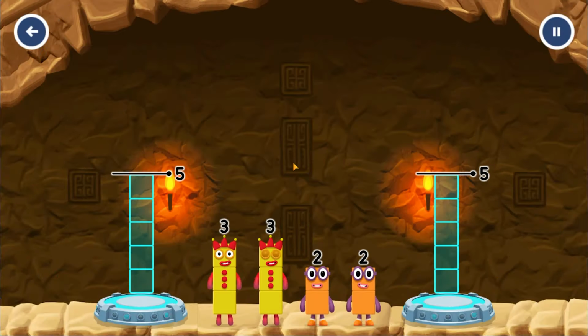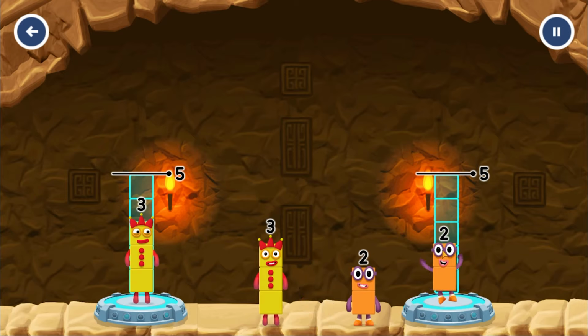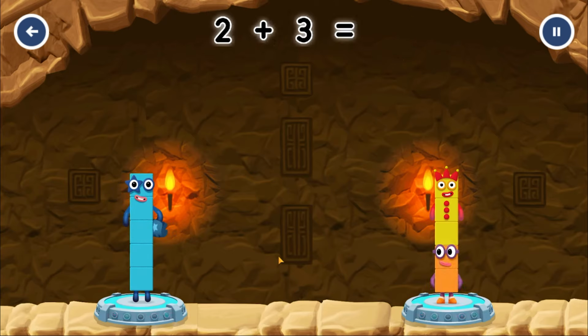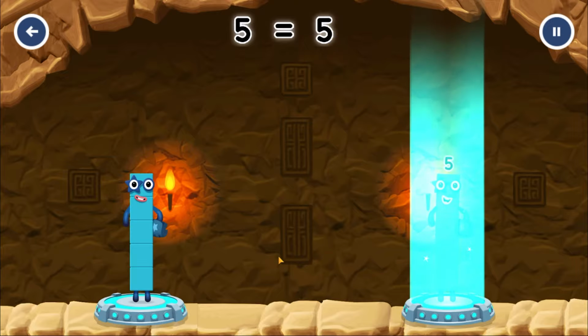Share the number blocks evenly to make 2 groups of 5. 3, 2, 2, 3. That's right. 3 plus 2 equals 5. 2 plus 3 equals 5. 5 equals 5.